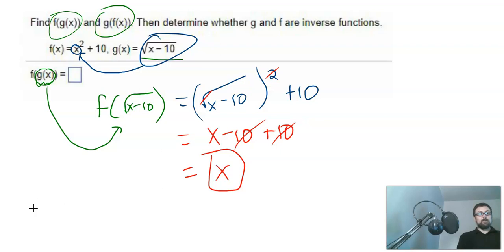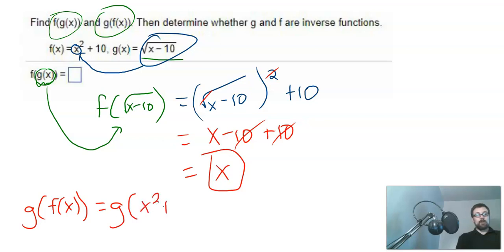Right, so let's check the other one. We have g composed with f of x. That's going to be g of x squared plus 10. All right, so what's happening here is I'm taking what f of x is equal to and plugging that in to g of x. So this x here is going to get replaced by x squared plus 10.